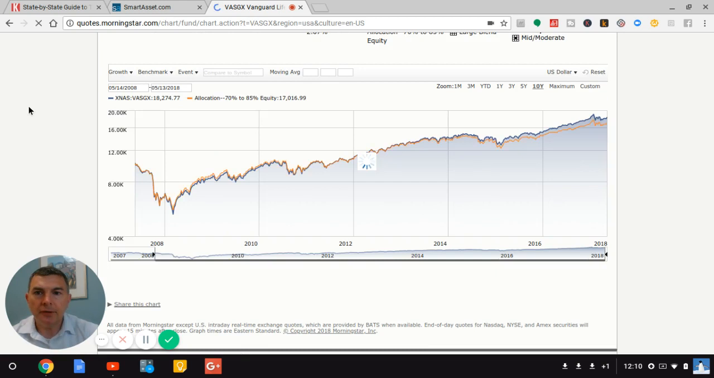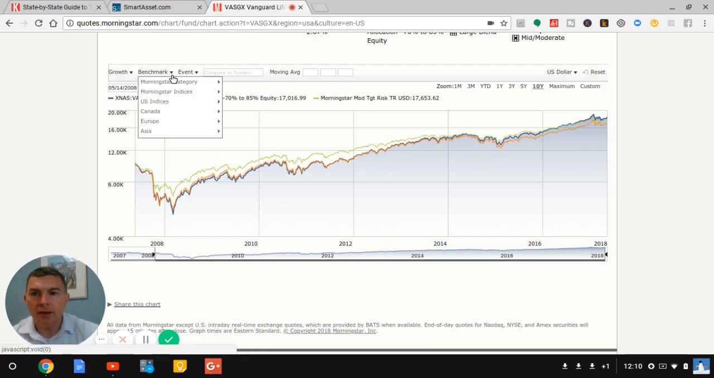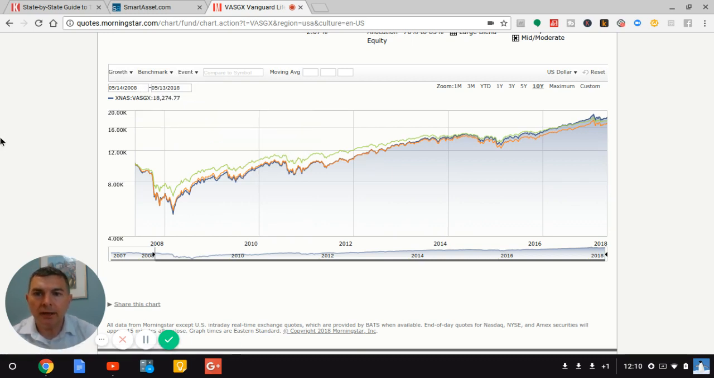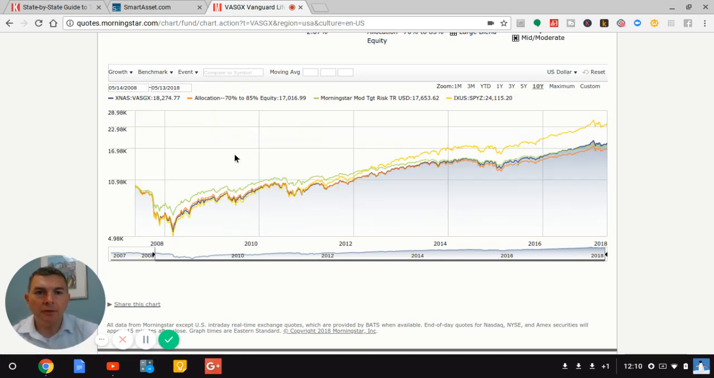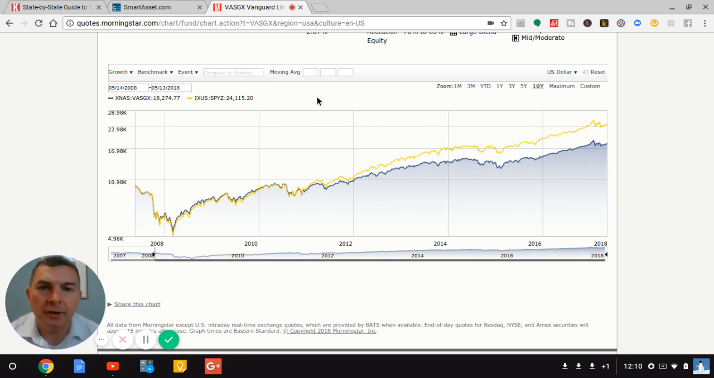Let's see. Moving average, don't care. Benchmark. See, that's a benchmark. Yeah, Morningstar indices. Let's just look at that guy. So we're going to look at how this fund did relative to the S&P 500. Let's get rid of that guy. Let's get rid of that guy. These are the benchmarks that are irrelevant because no one knows what they are. You can't invest in it. Here's the S&P 500, and the S&P 500, going back exactly 10 years, has done better than our fund here.